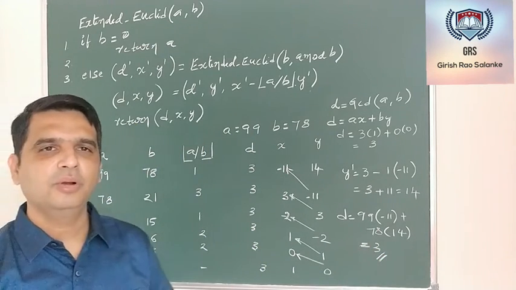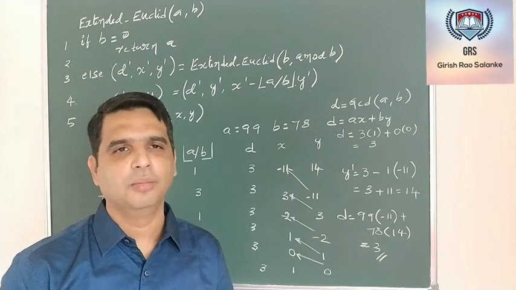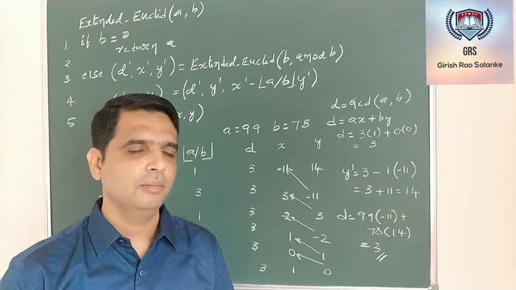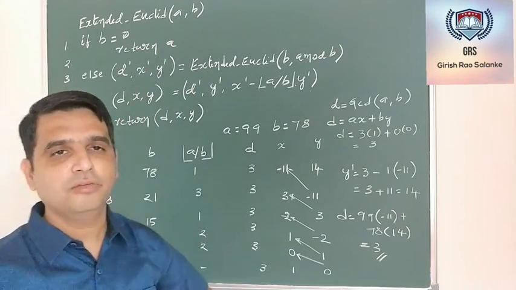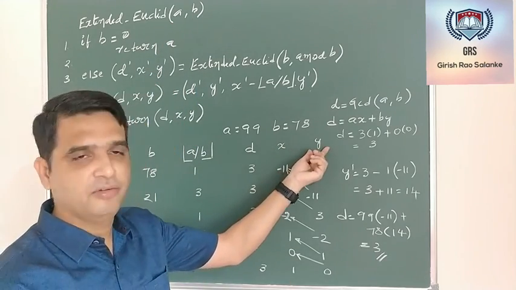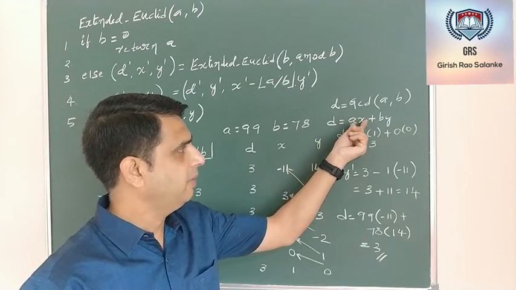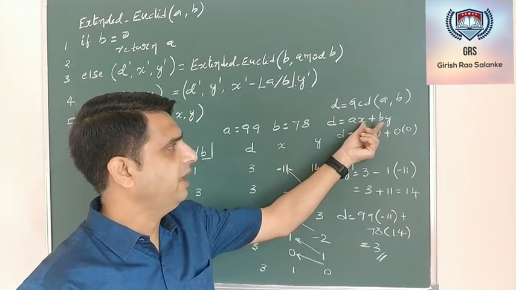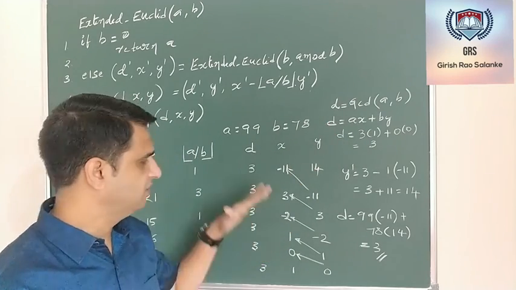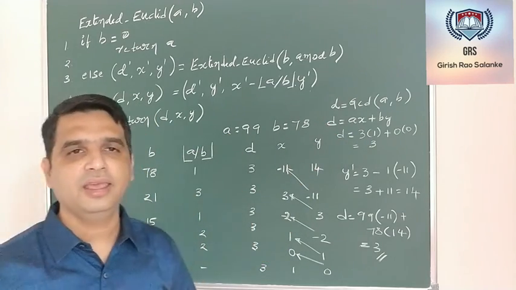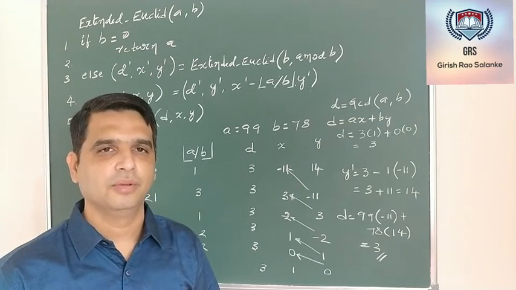So this was about the extended Euclid's algorithm. Note that the extended Euclid's algorithm, apart from finding the GCD of two numbers A and B, also finds the values of X and Y such that when you perform this operation AX plus BY, it should give me the answer as D. And this is how you trace the extended Euclid's algorithm.